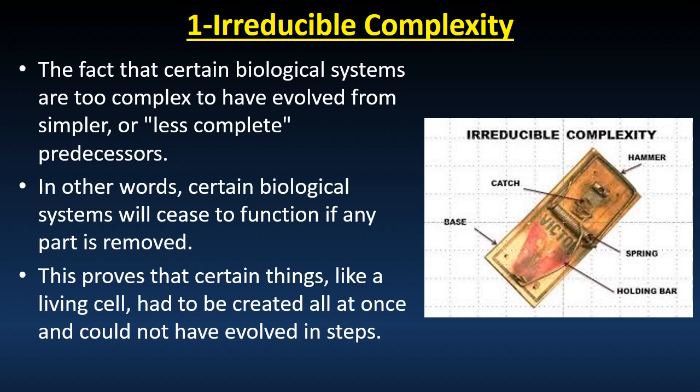The typical example that's used is a mousetrap. A very basic thing. Any one piece you take off the mousetrap, it will not work. So a mousetrap is irreducibly complex. It's a complex little mechanism, and you can't take anything away from it and still have it work properly. And there's a lot of things that fall into that category.